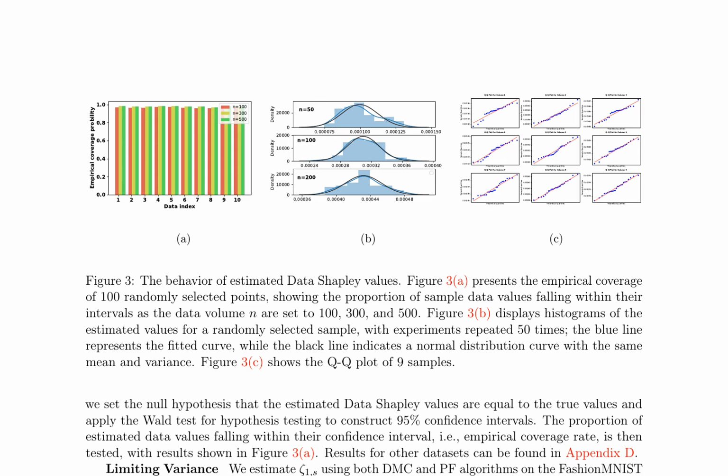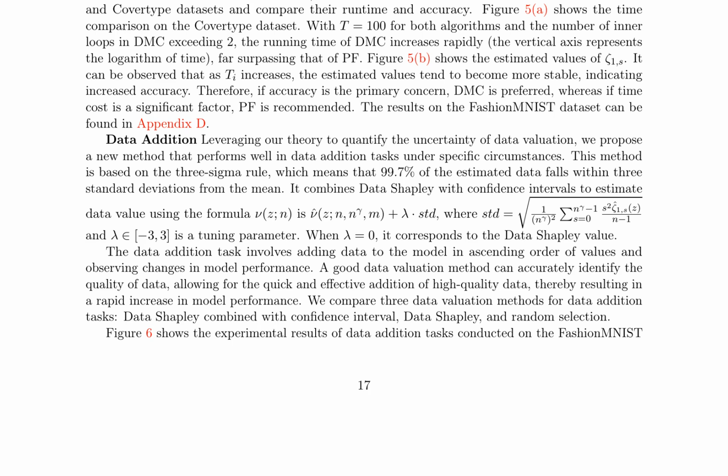The authors compare the performance of the DMC and PF algorithms on the cover-type and fashion-MNIST datasets, focusing on both runtime and accuracy. Figure 5a shows that as the number of inner loops in DMC exceeds 2, the running time of DMC increases rapidly, far surpassing that of PF. Figure 5b demonstrates that as t increases, the estimated values of zeta1,S tend to become more stable, indicating increased accuracy. Consequently, if accuracy is the primary concern, DMC is preferred, whereas if time cost is a significant factor, PF is recommended. Results on the fashion-MNIST dataset are presented in Appendix D.